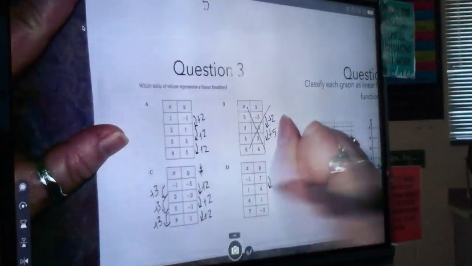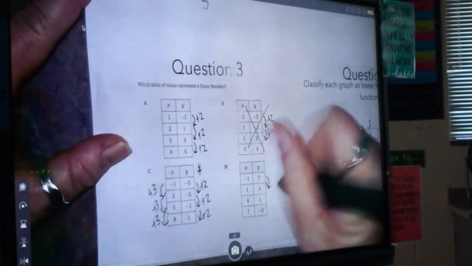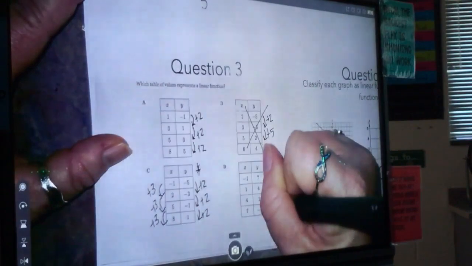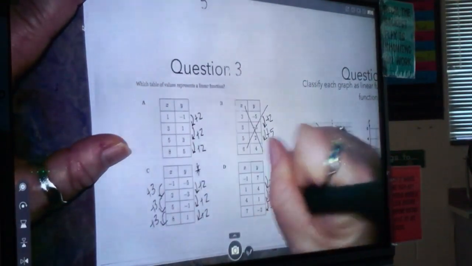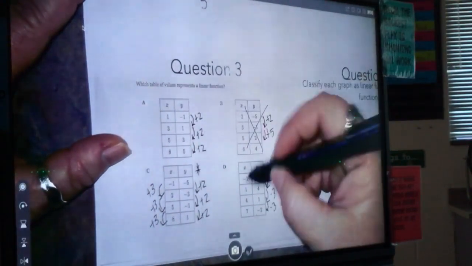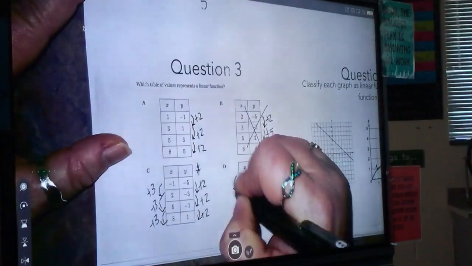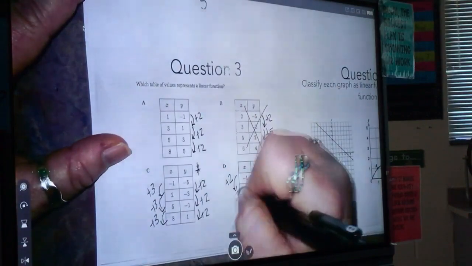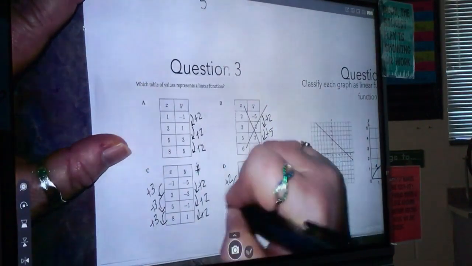How do I go from 7 to 4? Minus 3. How do I go from 4 to 1? Minus 3. How do I go from 1 to negative 2? Minus 3. How do I go from negative 1 to 1? Plus 2. Plus what? Plus 2. How do I go from 1 to 4? Plus 3. So this one is gone.